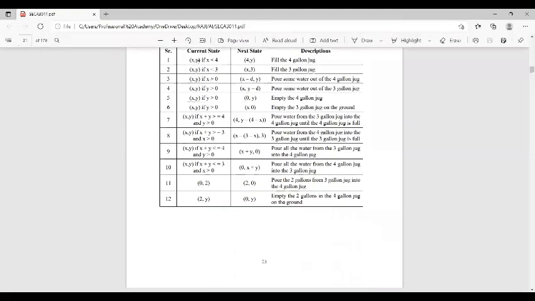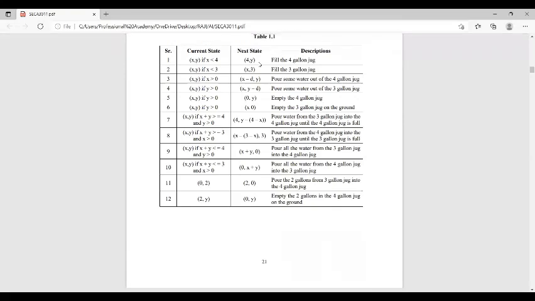So if the current state is (x, y) and x is less than 4, then the next state will be (4, y). First we are going to fill the 4-gallon jug. If (x, y) is the current state and y is less than 3, then we are able to fill the 3-gallon jug, giving (x, 3). If (x, y) is the current state and x is greater than 0, that is, something is available in x, then (x - d, y). We pour some water out of the 4-gallon jug.